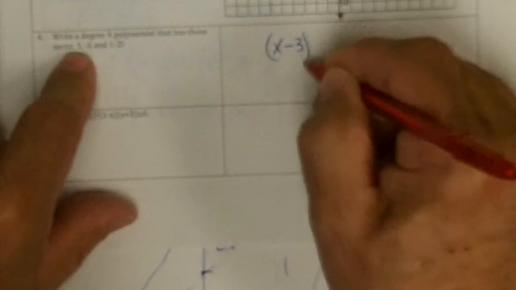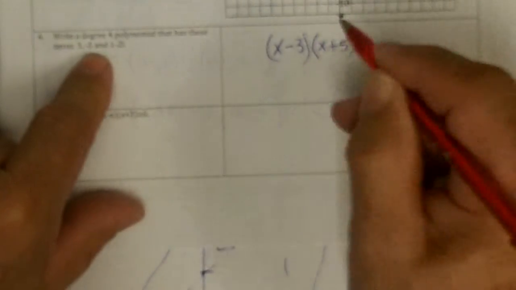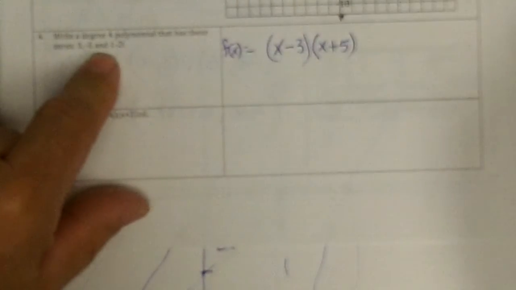Write a fourth degree polynomial, and this could be anything, that has a 0 of 3, so that means it must be x minus 3. Negative 5, so that means it must be x plus 5. And this is a polynomial, so it's f of x. And it could be multiplied by something, but I'm not going to.